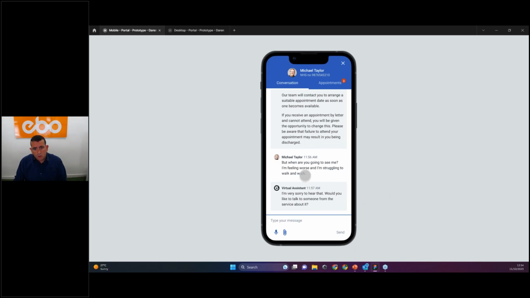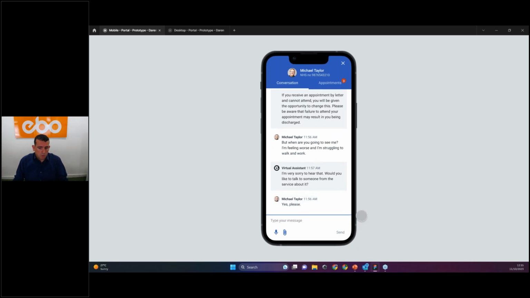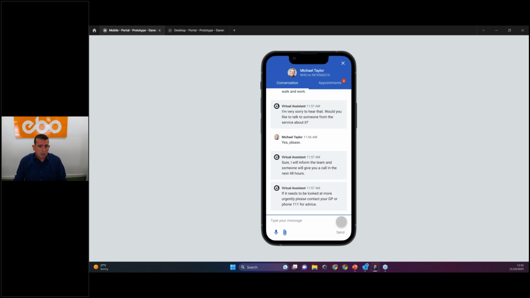So in this case, it's look, I'm struggling to walk and work, and I'd like to be seen as soon as possible. And in this case, the option from the trust is, look, would you like someone from the service to actually reach out to you and discuss? And that would mean that a portion of patients would be approached in that way. This is something that could be constructed based on the discussion with the trust, and these workflows would be defined via a workshopping process. But this is just an example of how it could be approached.